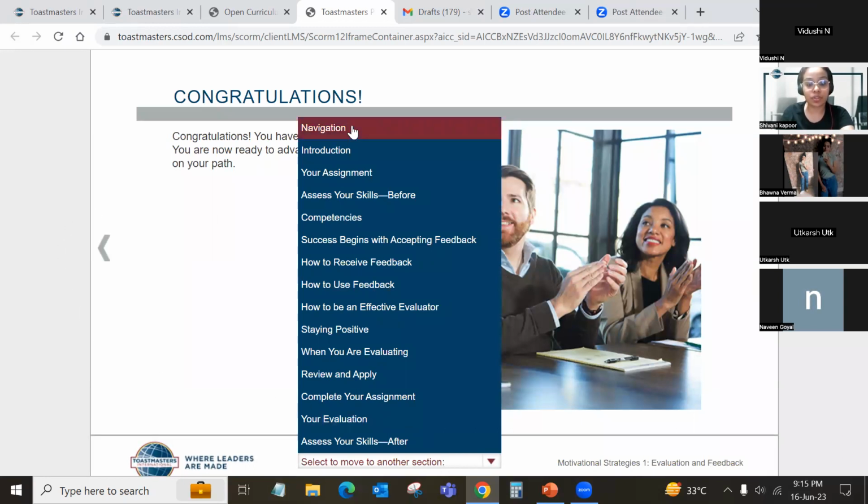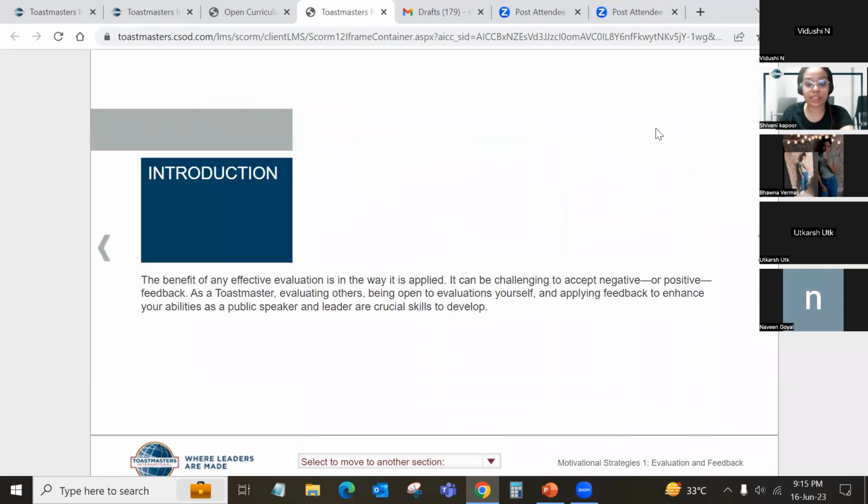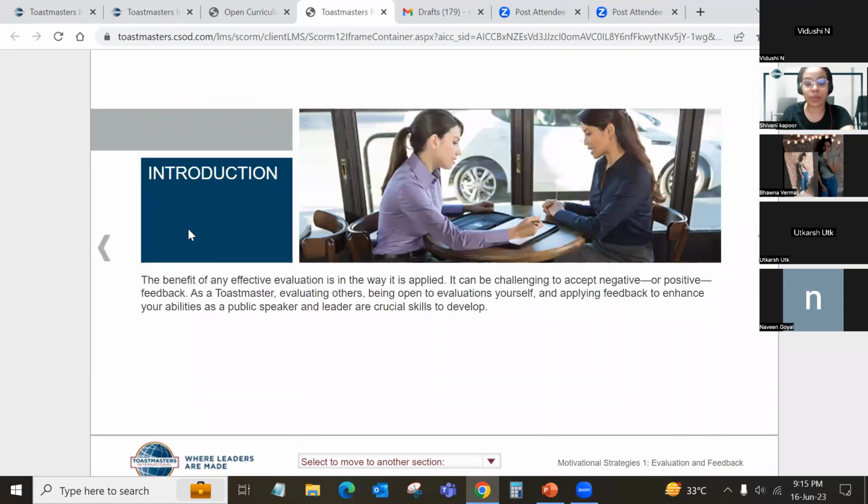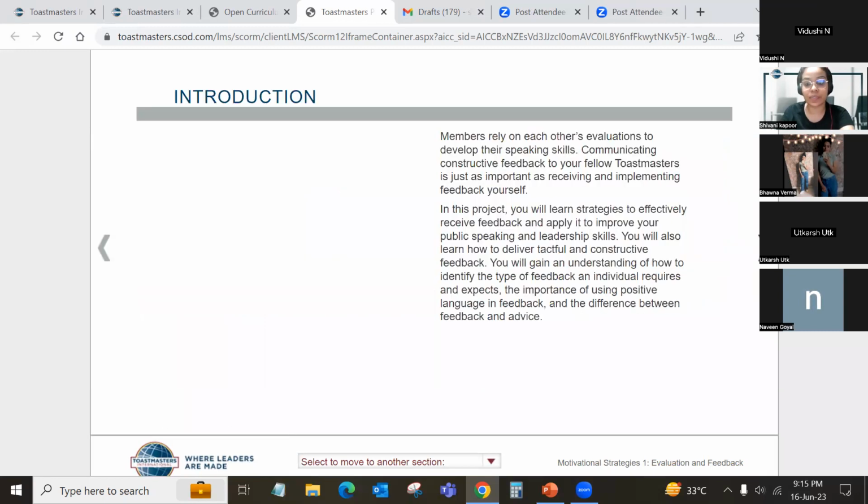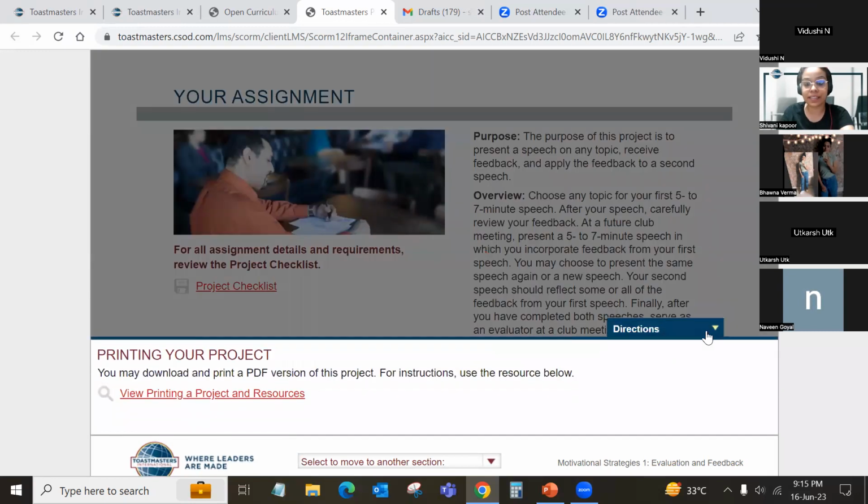Okay. So first, this opens up and everyone can read the entire thing. We can just mark it like this, going ahead.